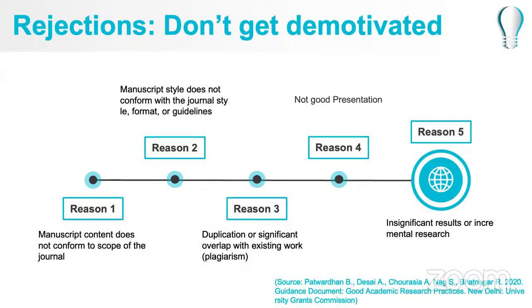So what are the rejections? Why do articles get rejected? First, the manuscript content does not conform to the scope of the journal. Very simple reason. Okay, what does it mean? Suppose that particular journal is saying that they are taking theoretical library science articles or practical working articles in library science, then you should write your article like that type of article only for that journal.